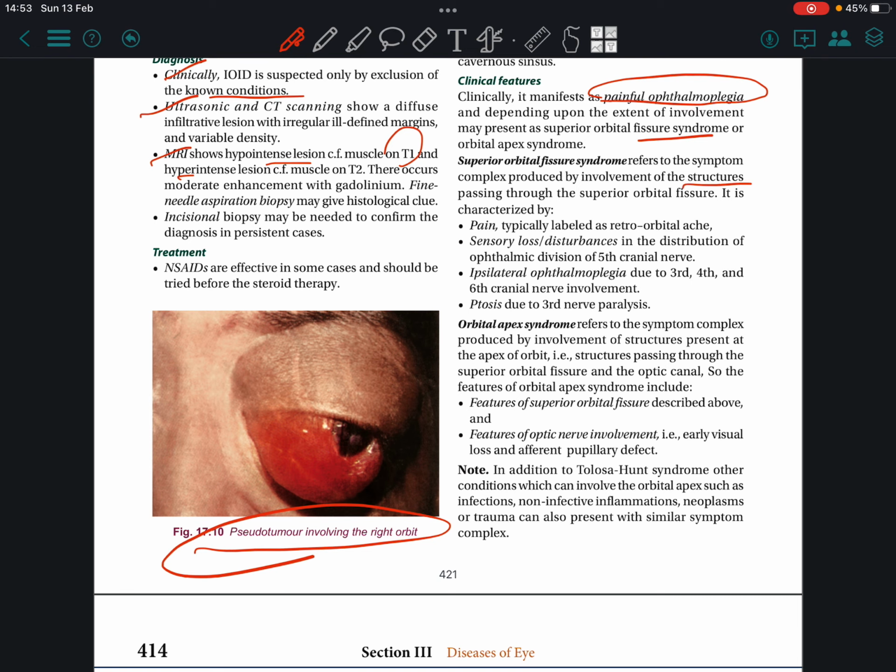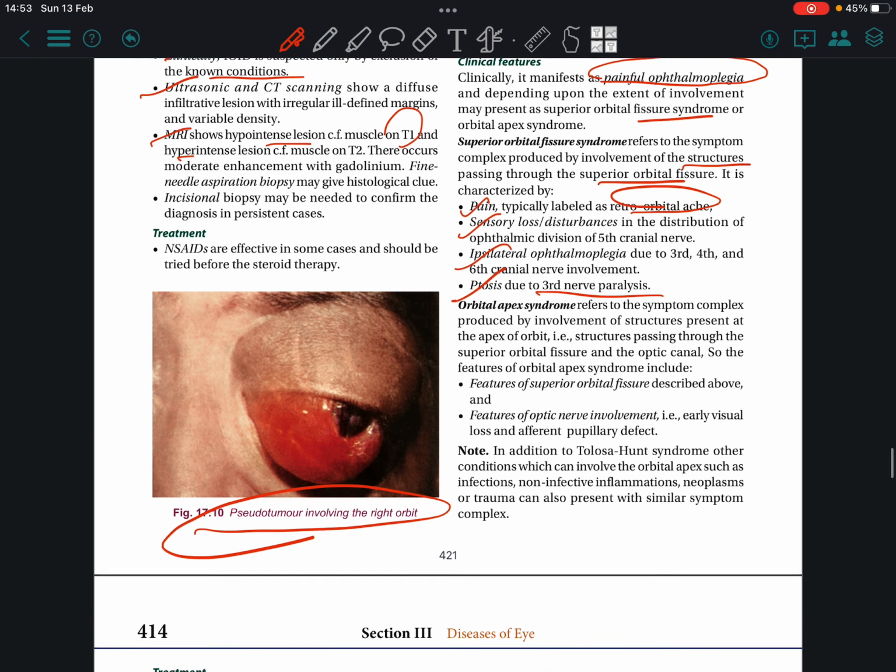Symptoms are produced by involvement of structures passing through the superior orbital fissure. It is characterized by pain, retroorbital ache, then sensory loss, ipsilateral ophthalmoplegia, and ptosis due to third nerve paralysis.